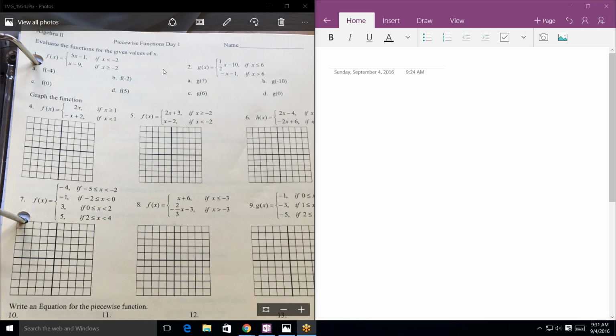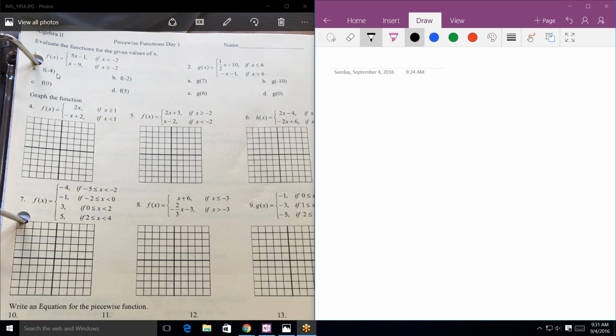Evaluate the functions for given values of x. So what is f of minus 4? So you'd set it up like it would be minus 4 is equal to 5x minus 1. Would that be right? Or, no, not quite. Okay, let's go over this.